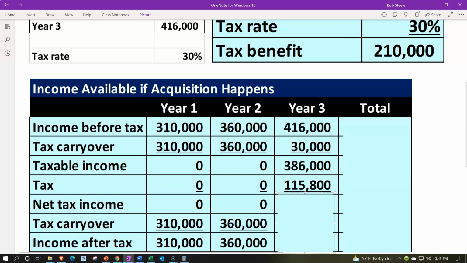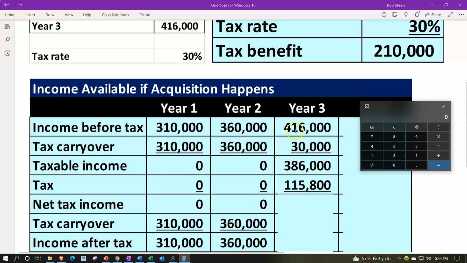The tax then, let's do the calculations on the good old calculator. 416,000 minus the 30,000 is going to give us the 386,000 times the 0.3, or 30%, for the tax rate, gives us the 115,800. So basically the net income after the taxes, on a tax basis, because we took the loss carryover, would be the 386,000 minus the tax, and that would be the 270,200.